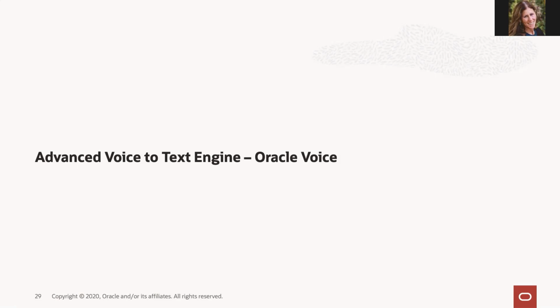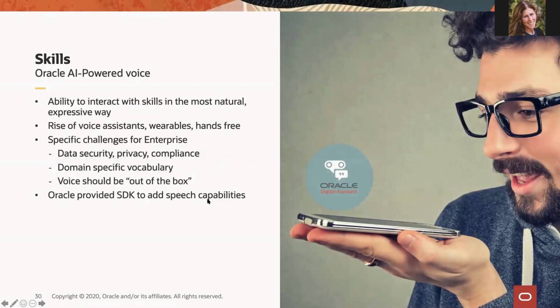All right, the last topic I'm going to cover is the advanced voice to text engine, Oracle Voice. Now, you must be wondering, and I think all of us probably used Alexa or Siri, or I don't want to speak too loud because I have one of those in my room. Well, why is it that Oracle now has a voice to text engine, and that's part of the Oracle Digital Assistant? Why did we do that?